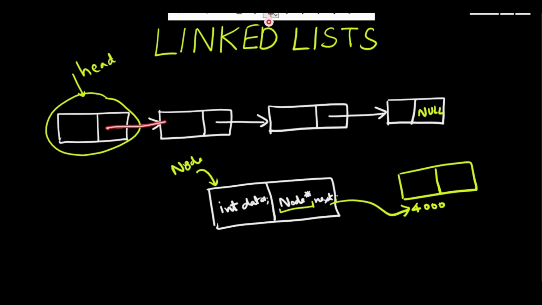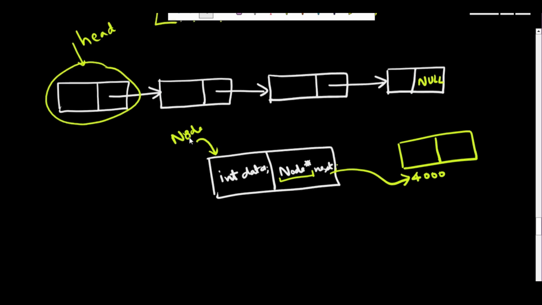The first node is connected to the second, the second to the third, the third to the fourth, and so on. The last node is pointing to null. For now you don't need to think about this very hard. You just need to listen to what they are and go on with them.